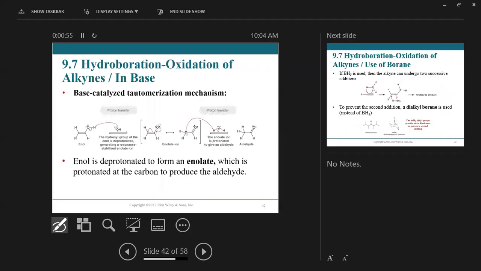First, we have a proton transfer. Then in the enolate state, this pair of electrons forms a double bond here. Then we form this carbanion. The enolate is protonated by a water group in this case. This carbanion is going to take that proton from that water, and then here we see we have the aldehyde. So an enol is deprotonated to form an enolate, which is protonated at the carbon to produce the aldehyde.